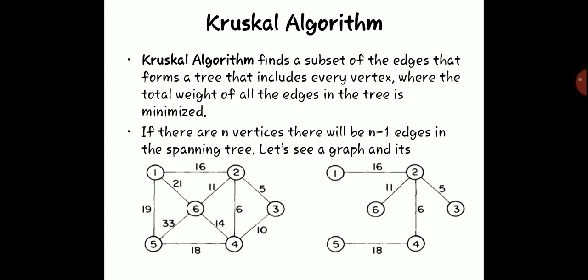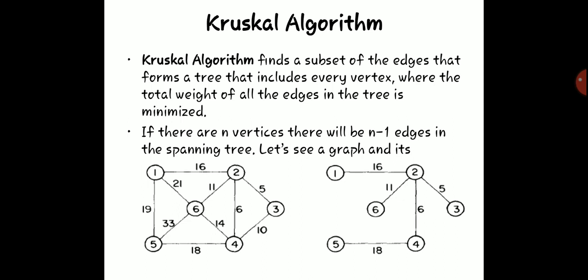The next edge would be 10, the edge of cost 10, which connects 3 and 4. Can we pick that edge? No, because the constraint of the spanning tree says it should not form a cycle. When we have edges 2, 3 and 2, 4, the edge 3, 4 cannot be picked up, because it will form a cycle. So we just drop 3, 4.